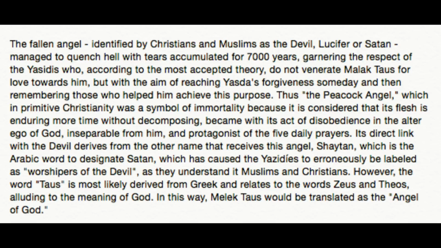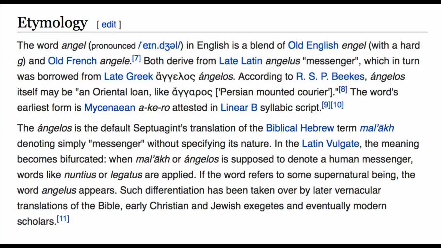So let's see what angel means. The word angel in English is a blend of Old English engel with Old French angele, Latin angelus, messenger, which in turn was borrowed from Greek angelos. Angelos itself may be an Oriental loan, Persian for mounted courier, or messenger. The word's earliest form is Mycenaean. The angelos is the default Septuagint translation of the biblical Hebrew term malak, denoting simply messenger, without specifying its nature. In the Latin Vulgate, the meaning becomes bifurcated: when malak or angelos is supposed to denote a human messenger, words like nuntius and legatus are applied.